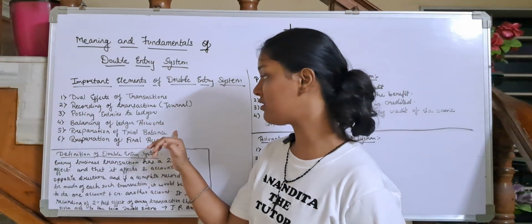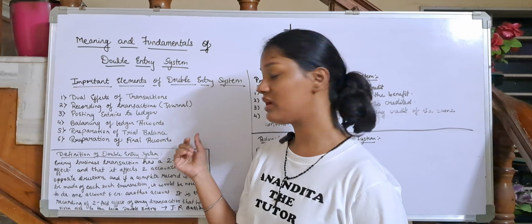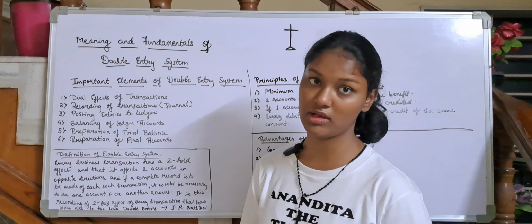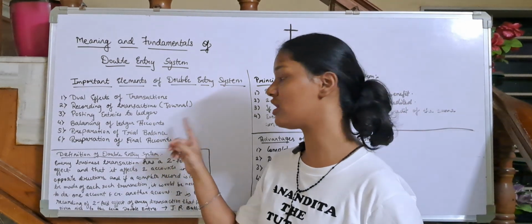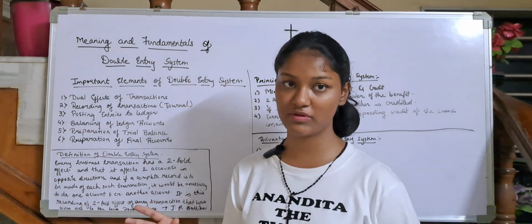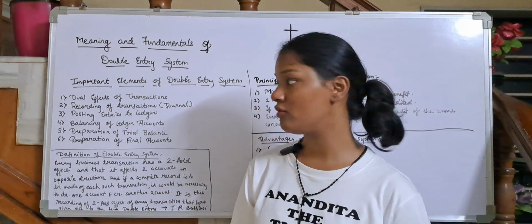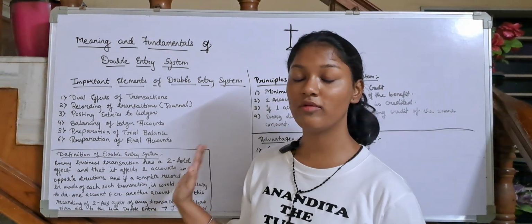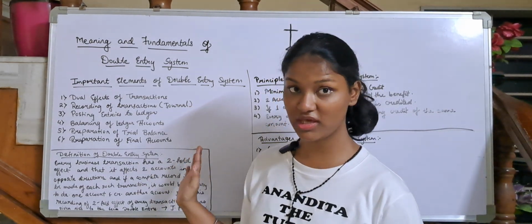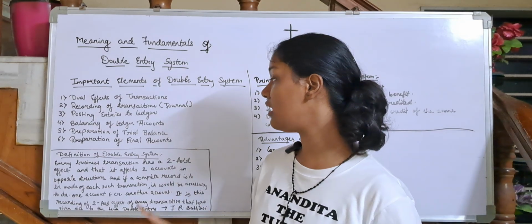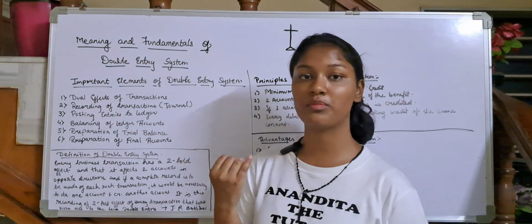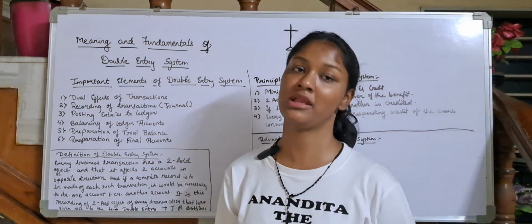Then after balancing is done, you have to prepare the trial balance. In a trial balance, always remember both the sides are equal. For that purpose, you are balancing your ledger accounts. If your ledger accounts are not balancing, if there is a difference of 1 rupee or 2 rupees or more, then you will not be able to prepare your trial balance. So after that, your final step is preparing final accounts. Final accounts in the sense you have to prepare trading account, profit and loss account, balance sheet.